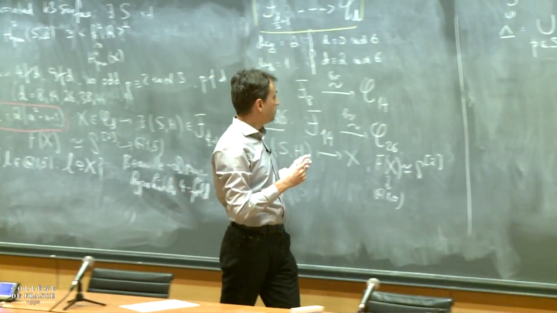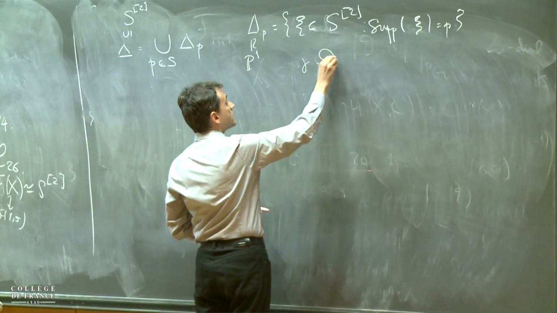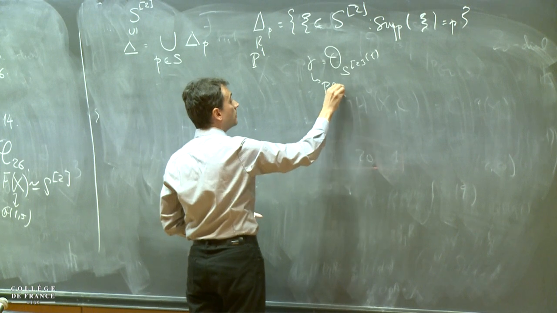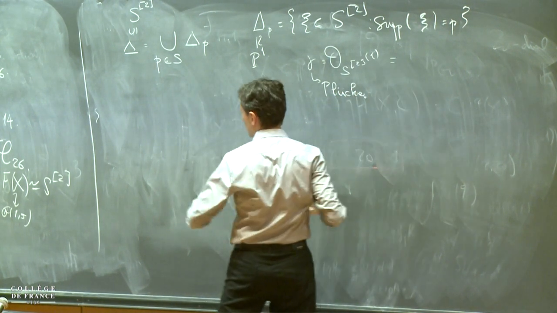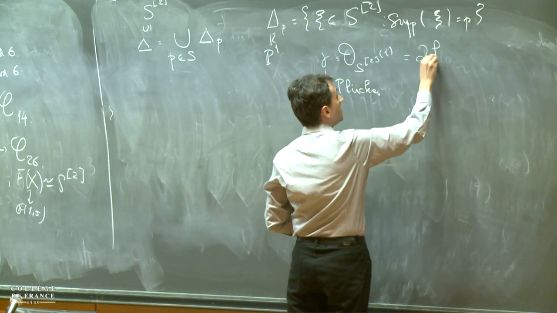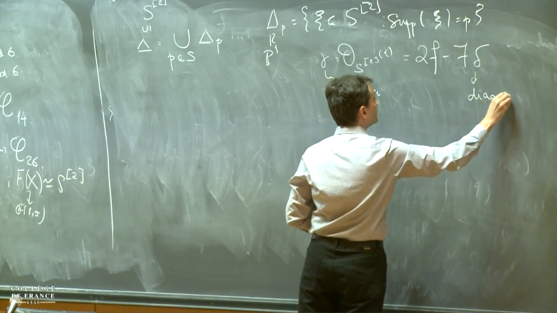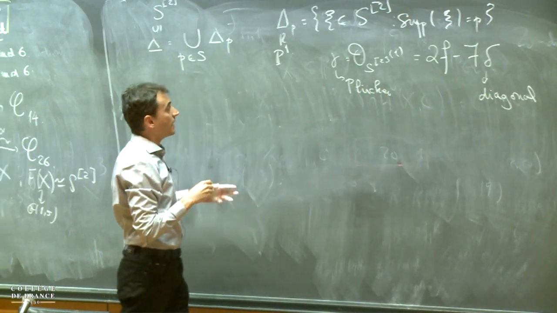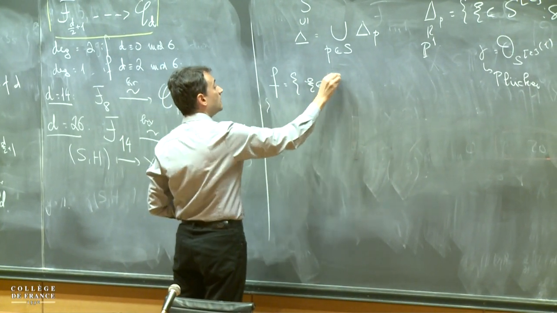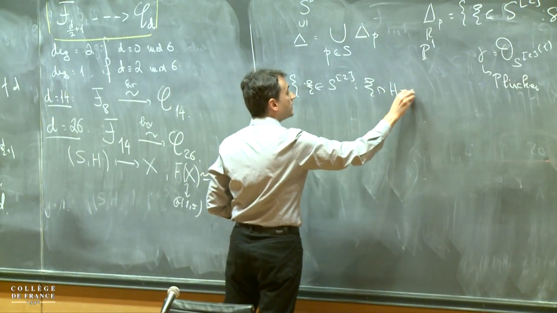And then the Plücker polarization, I call it gamma or OS2 of 1. So this is the Plücker polarization. It has been known that this is actually equal to 2 times F minus 7 delta. So delta is the class of the diagonal, and F is the so-called polarization class induced by the polarization of the K3 surface. So F is the class of those cycles that intersect a given curve in the polarization class.